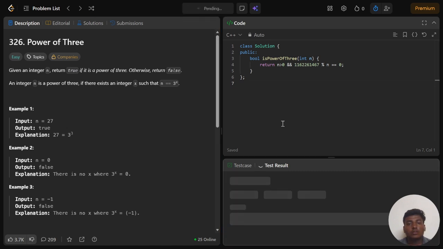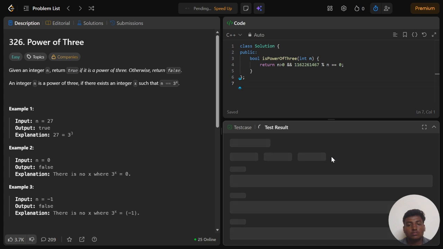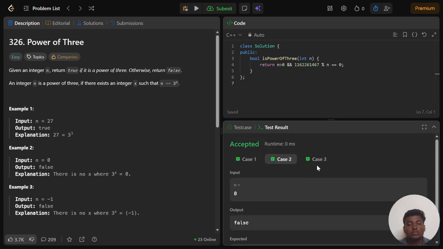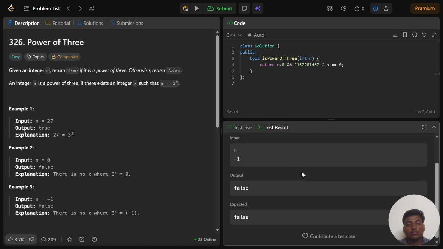First of all, let's run it and see if this is right or not. You can see all cases are passed here.